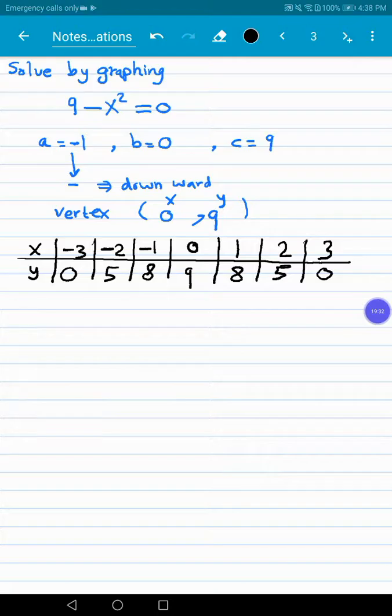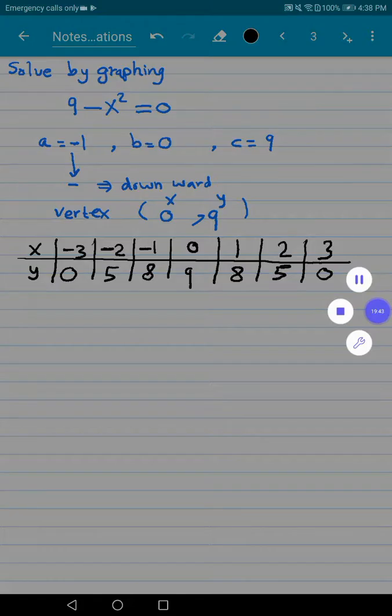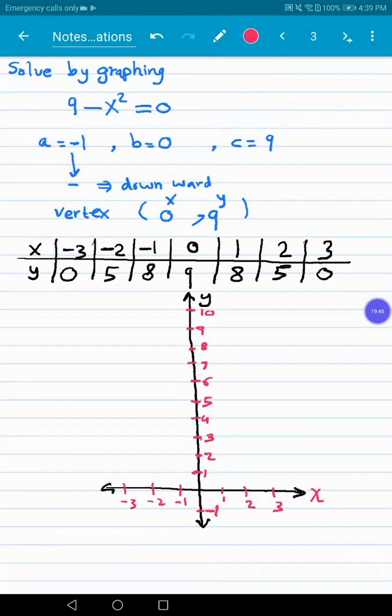Now we need to plot these points in the xy coordinate and find the intersection points with the x-axis. Let's draw the xy coordinate. Now let's start plotting the points. 0 and 9, it's here. 1 and 8, it's approximately here. 2 and 5, go till 5, it's here. 3 and 0, it's here.